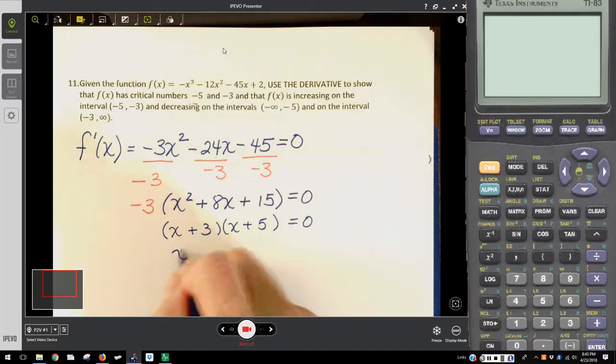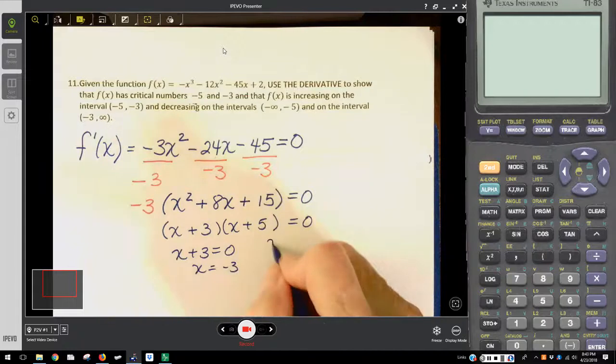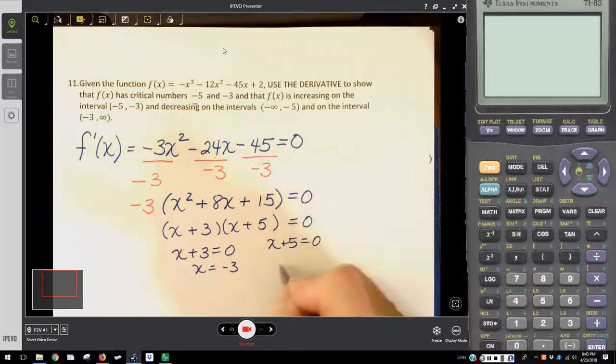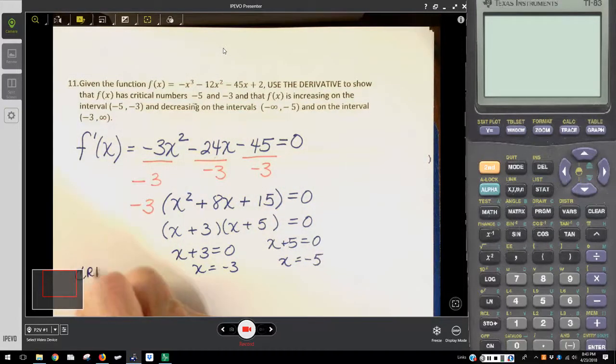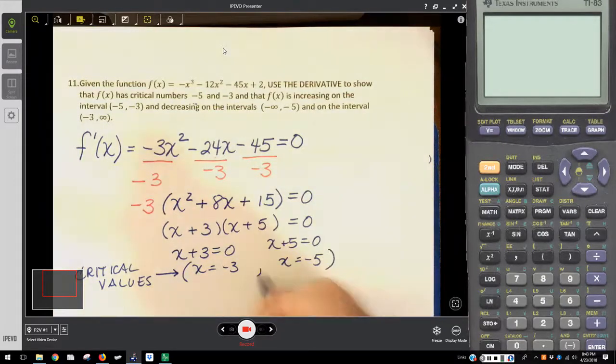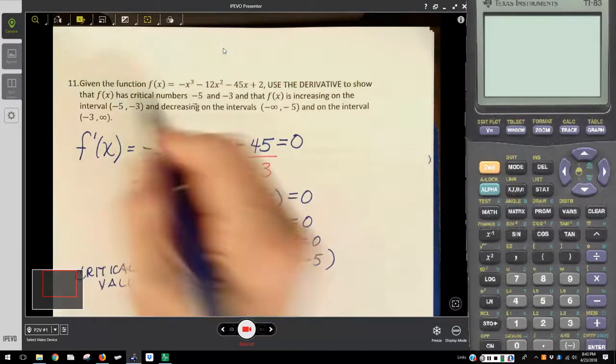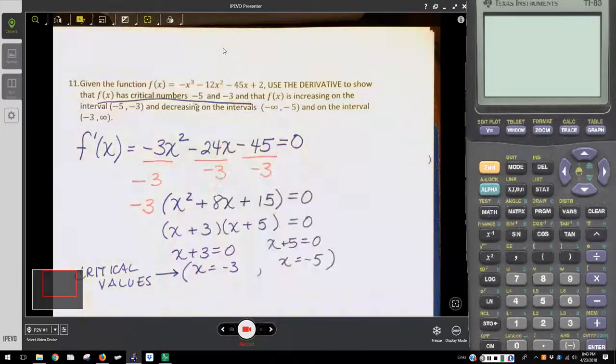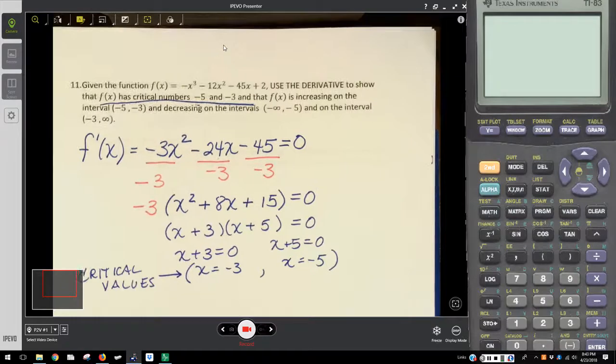which means that x plus 3 is equal to 0, which gives us x equals negative 3. And x plus 5 is equal to 0, which gives us x equals negative 5. And these are the critical values, which has verified what we were told. So then we need to verify that f of x is increasing on the interval -5 to -3, and decreasing on the intervals negative infinity to -5, and -3 to positive infinity.